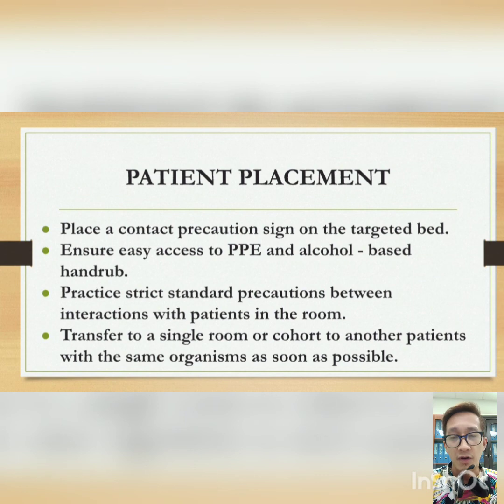Place a contact precaution sign on the targeted bed, especially if we're going to cohort patients. Ensure easy access to PPE and alcohol-based hand rub, most particularly if you are going to cohort patients. Practice strict standard precautions between interactions with patients in the same room. Transfer to a single room or cohort with other patients with the same organisms as soon as possible.